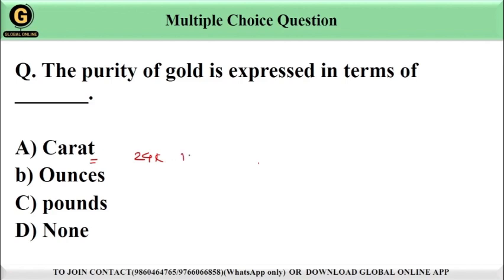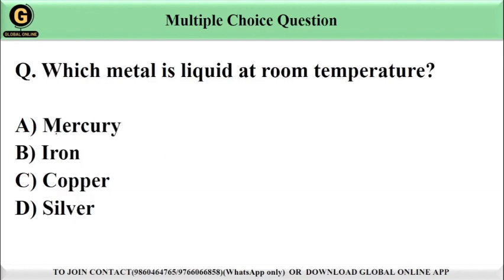For example, 18 carat gold is 75% pure, while 22 carat gold is about 91.7% pure. This system helps to measure the amount of gold in an alloy or jewelry. So the correct answer among the options is option A, carat. Okay, let's see the next question.